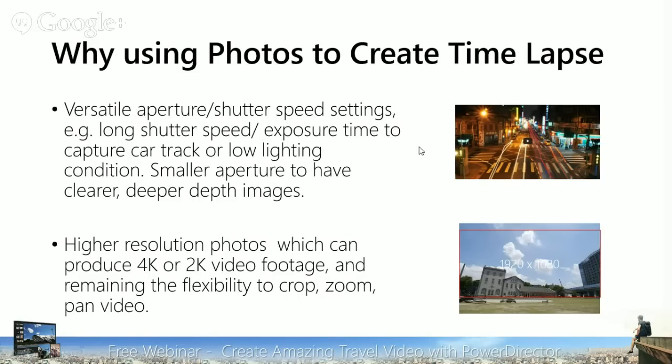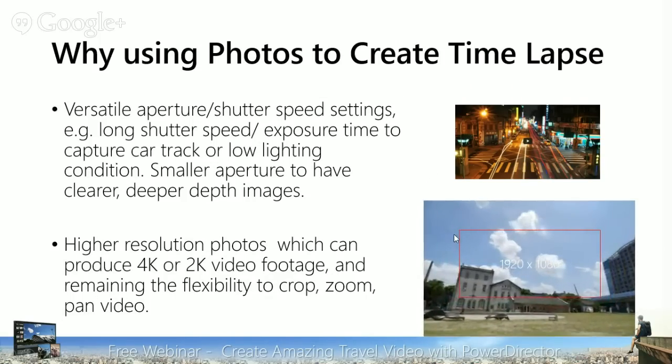Okay, let me quickly show you why we prefer using photos to make time-lapse instead of recording video directly, like with a GoPro. The first reason is that, because it's a camera, you get versatile aperture and shutter speed settings and combinations. That can help you record something like this car track. And when composed into a time-lapse, it looks pretty cool, like in the movie Tron: you cannot see the car itself clearly, but you can see the car track.